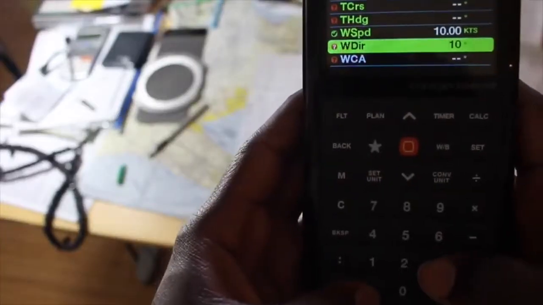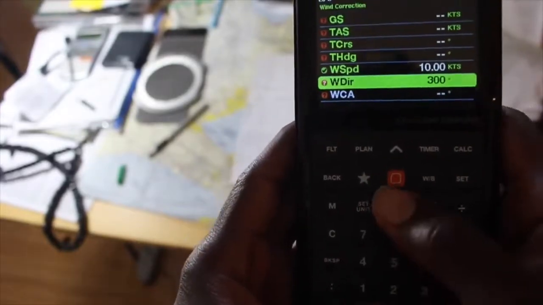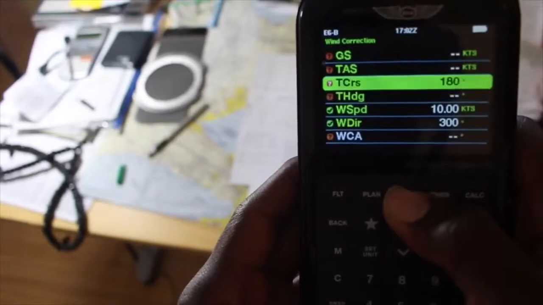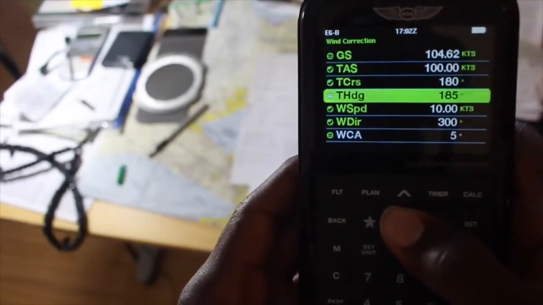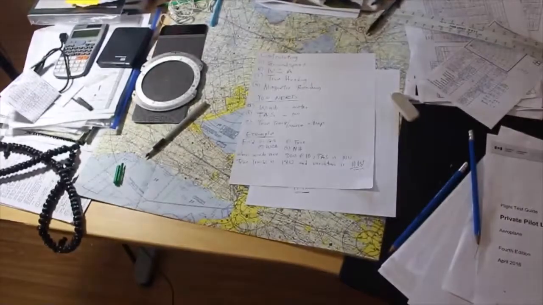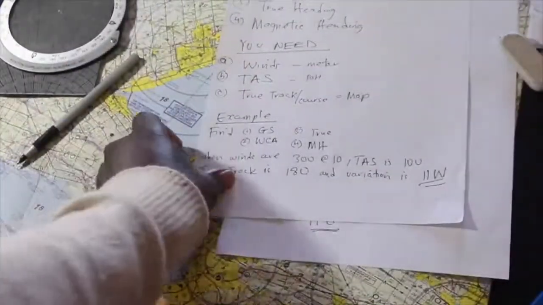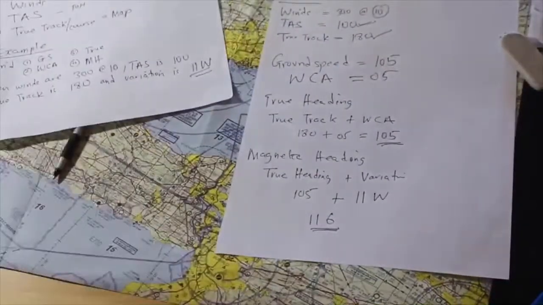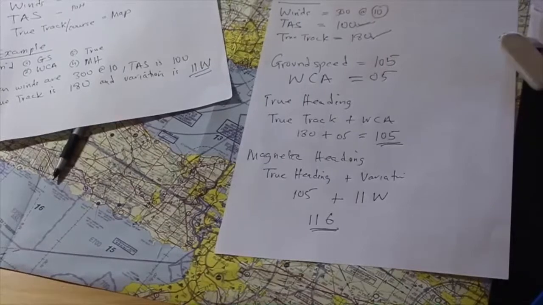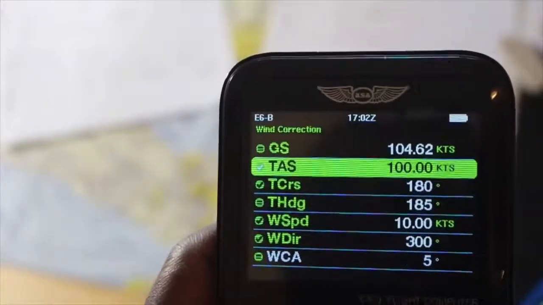We want to use the CX tree to verify our answers. With the CX tree, if you're using it, it's much easier. You just have to input your values and the answers come right away. Our wind direction is 300, wind speed is 10, our true course is 180, and true airspeed is 100. Now look at that. Ground speed is 104.6, which is approximately 105. So that is correct.